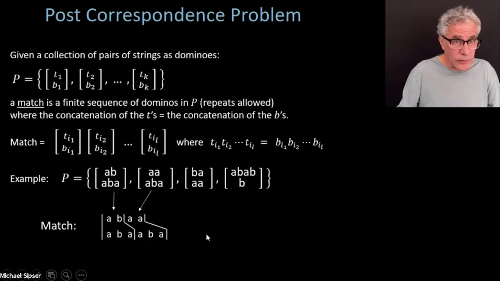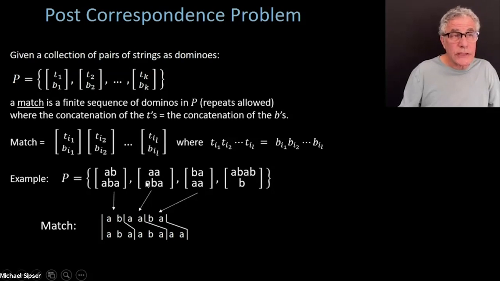Following me so far, I hope? So now, what's next? I need something where the top string starts with a BA. In fact, there's only one choice for that, so clearly this domino is going to be next. It puts a BA up here, but then it forces an AA down below because that's what this domino does. So this BA matches with that. Now we have the AA to deal with.